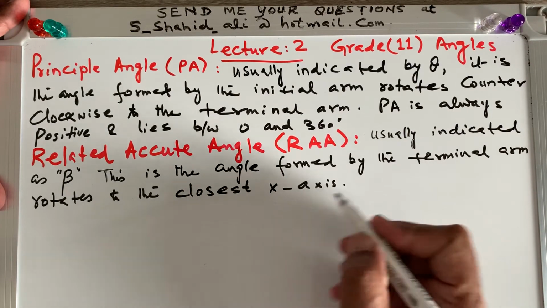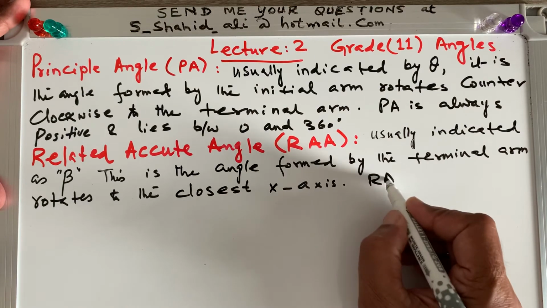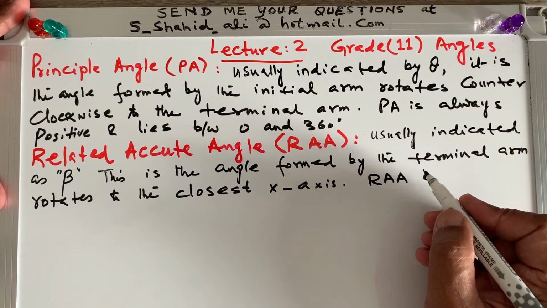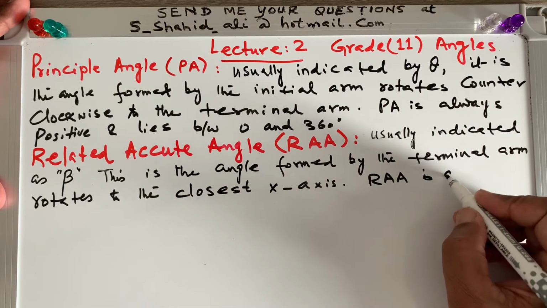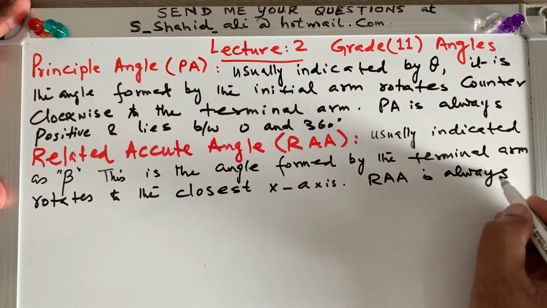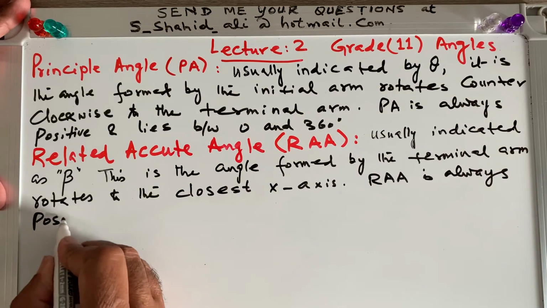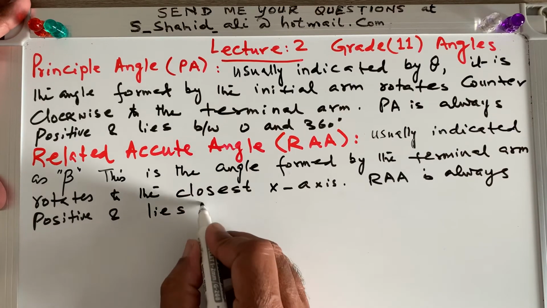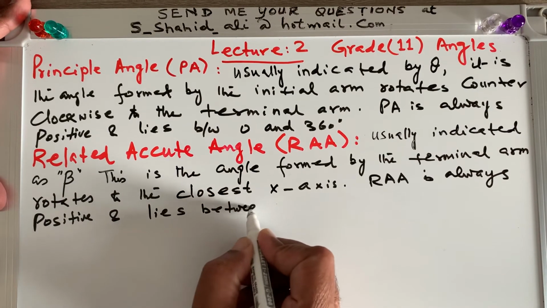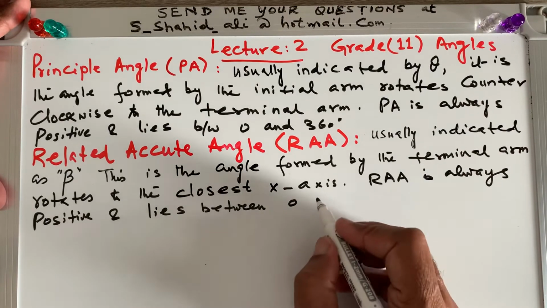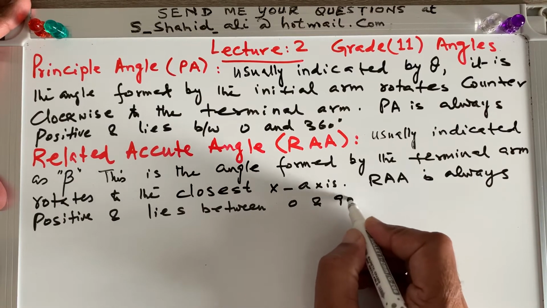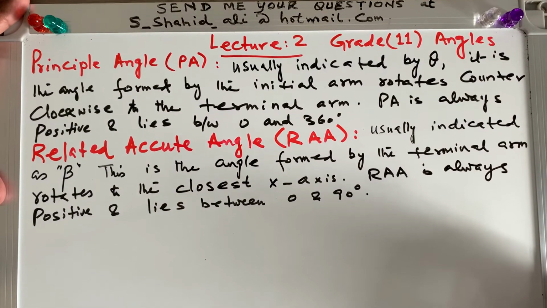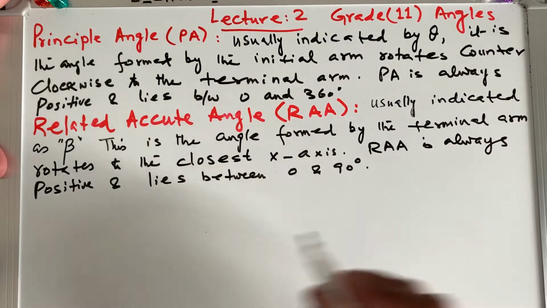So RAA, the related acute angle, is always positive and lies between 0 and 90 degrees. So what does it mean? We have to see on the graph.